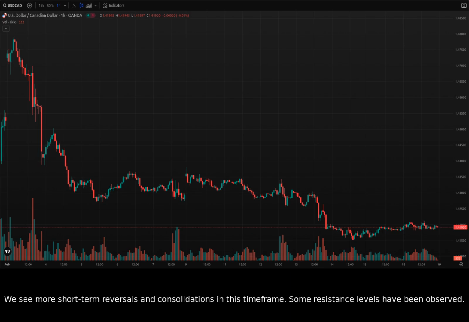We see more short-term reversals and consolidations in this time frame. Some resistance levels have been observed. The one-hour chart often shows higher volatility and more pronounced price fluctuations compared to the daily chart.